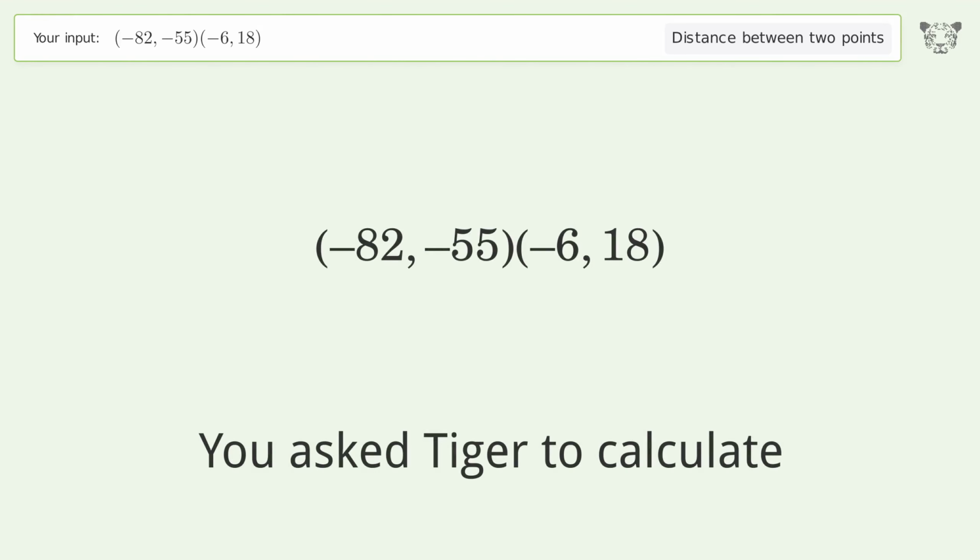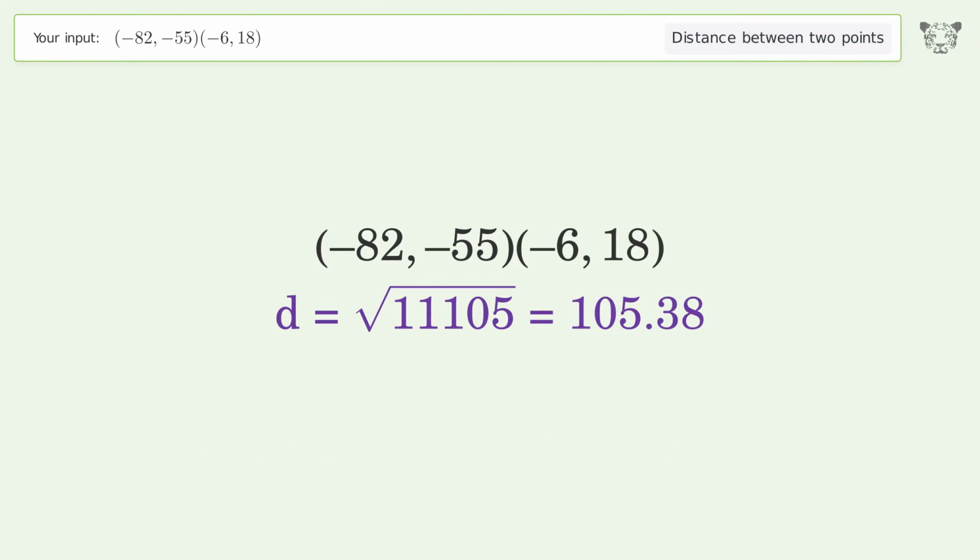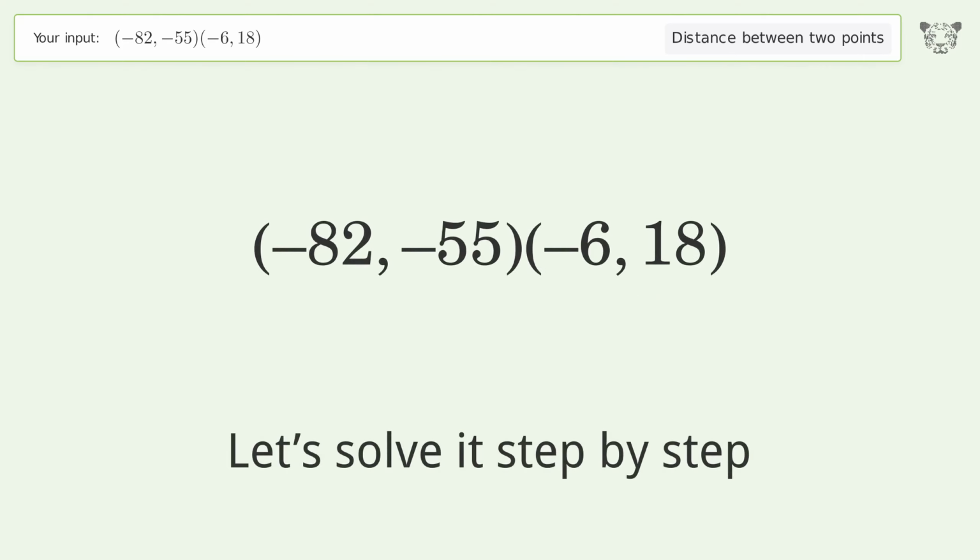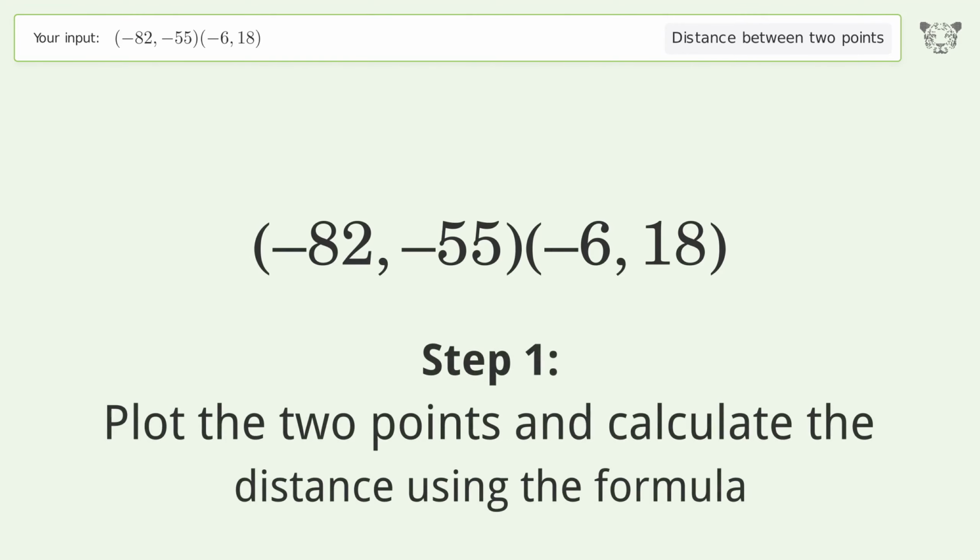You ask Tiger to calculate. This deals with the distance between 2 points. The distance between the 2 points is the square root of 11,105, or 105.38. Let's solve it step by step. Plot the 2 points and calculate the distance using the formula.